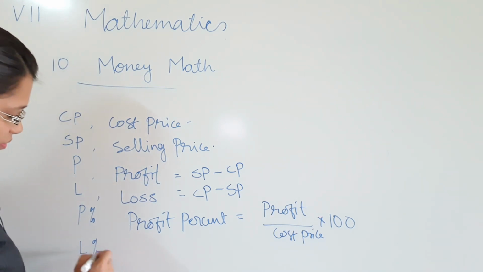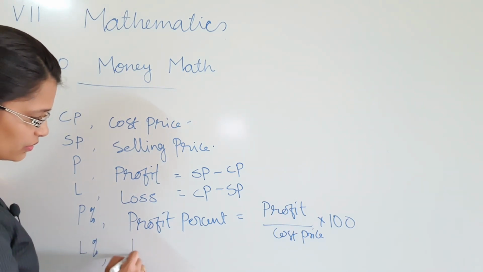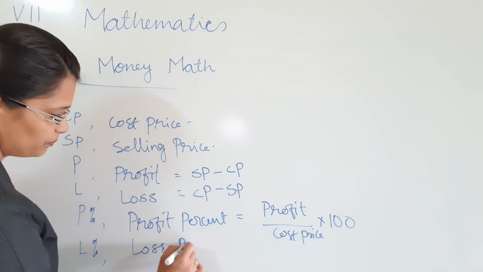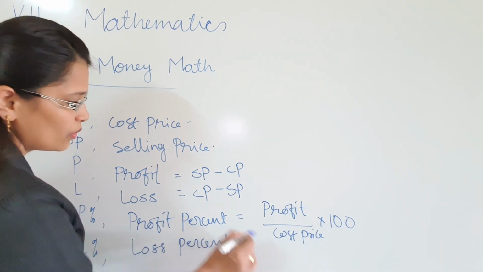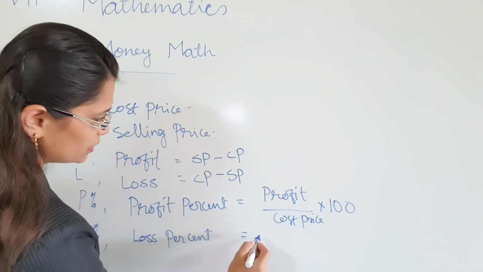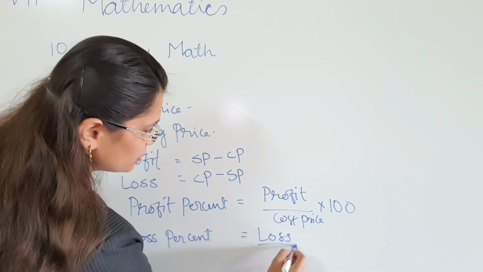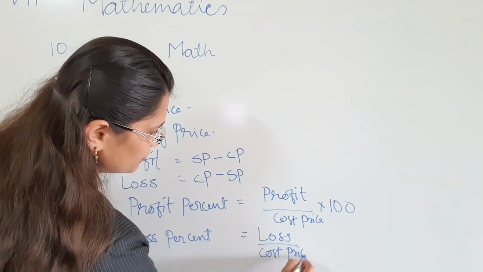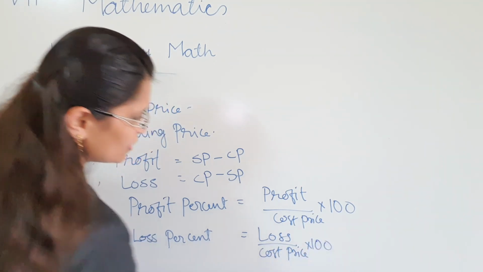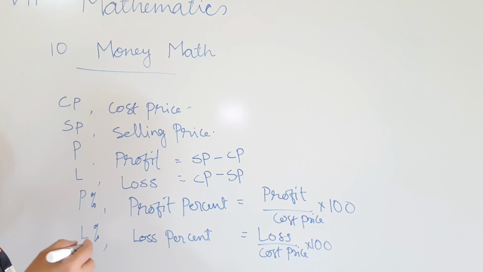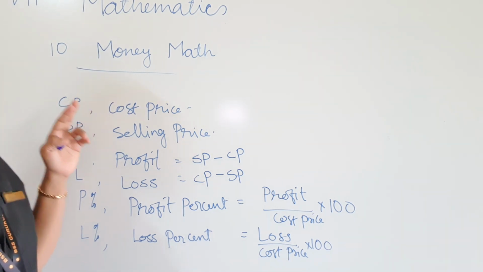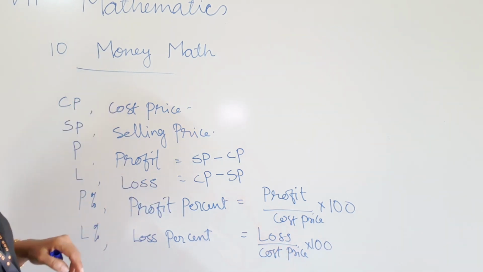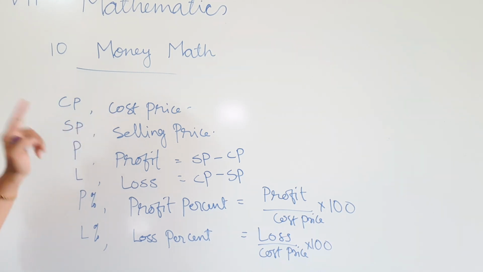Then what is this L percent? That means loss percent. What is loss percent? Loss by cost price into 100. So here children, cost price means the price at which we buy the things is called cost price.